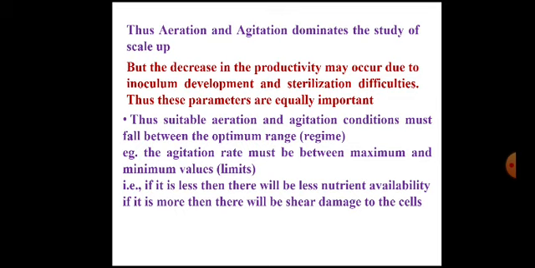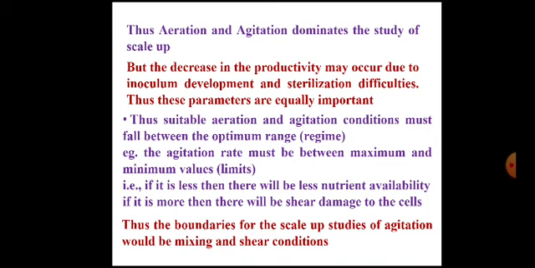For example, the agitation rate must be between maximum and minimum values. If it is too low, then there will be very little nutrient availability and it will affect the productivity. If it is too high, then there will be shear damage to the cells. Therefore, these two form the boundaries, that is nutrient availability and shear conditions. These will be the two boundaries for agitation, so the boundaries for scale up studies of agitation will be mixing and shear conditions.